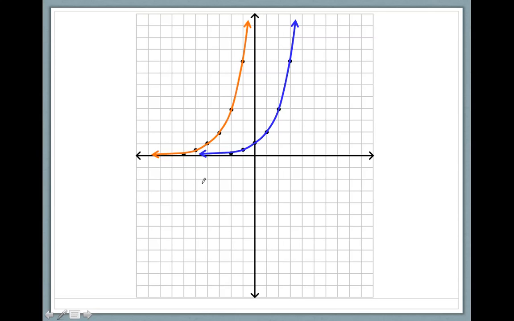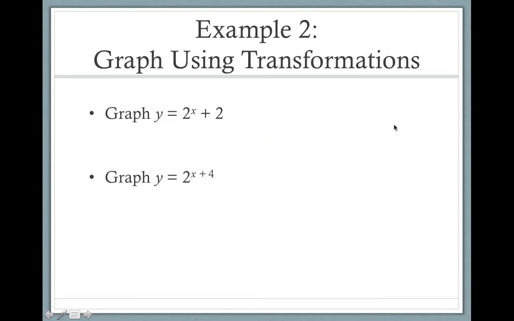Now, what is the domain in this case? Well, again, nothing has affected what I can use for x, so this is still going to be all real numbers. Okay, and what about my range? Well, since I didn't have a k value this time, my range is not going to change. So my range is still going to be that y is greater than 0. So domain is all real numbers, range is y greater than 0.